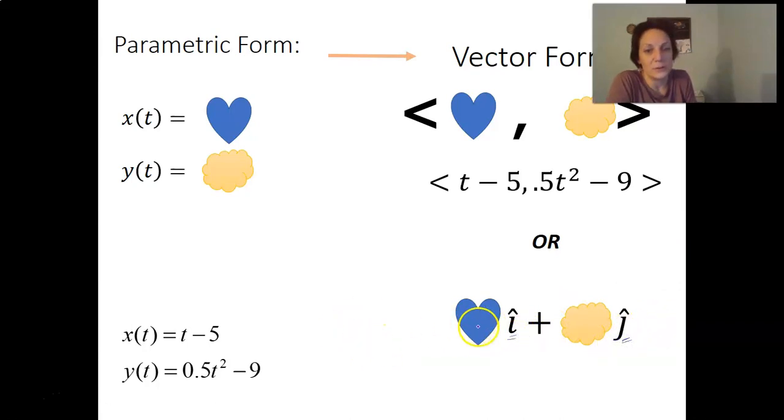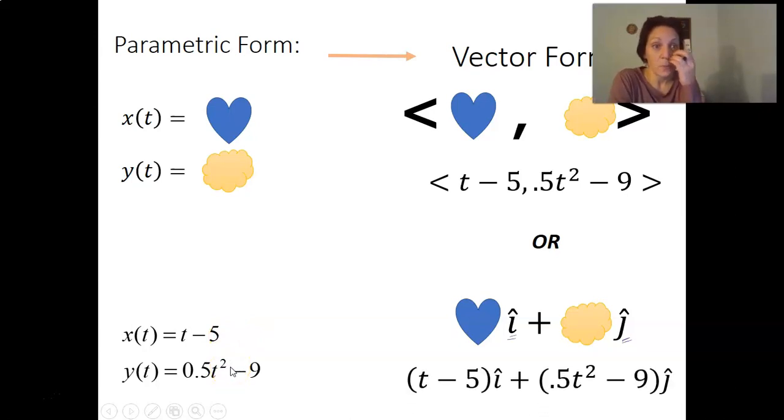If it's given to you like this, then you know this is your x of t and this is your y of t. If you need to write it like that, then you literally just take these equations and put an I after the x and then J after the y. So it looks like that. I would very highly recommend putting them in parentheses because, after all, this I applies to that whole equation and this J indicates that this whole equation is the y.